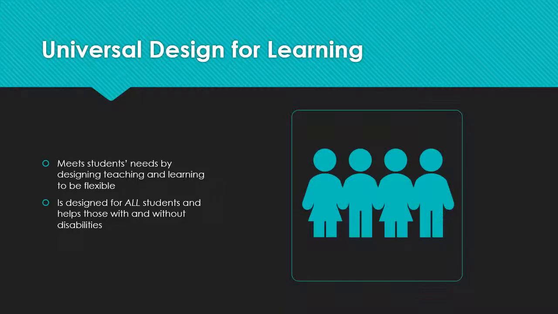So the universal design for learning is a way of teaching that is designed to include all students. So you may be designing your classroom for someone with a physical disability, but you are also in turn helping someone without a physical disability, such as the example of having a door that opens automatically. That's good for someone who is in a wheelchair, but it's also good for someone who might be carrying a lot of stuff. So using this is a way to include every student.